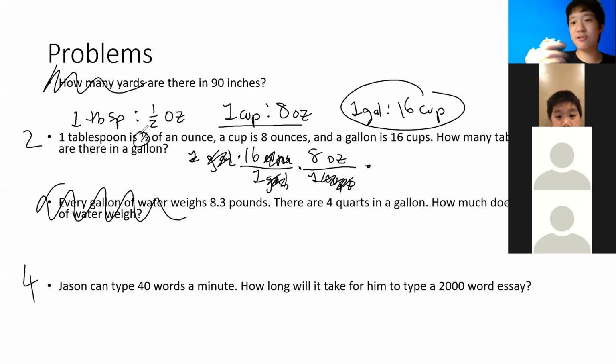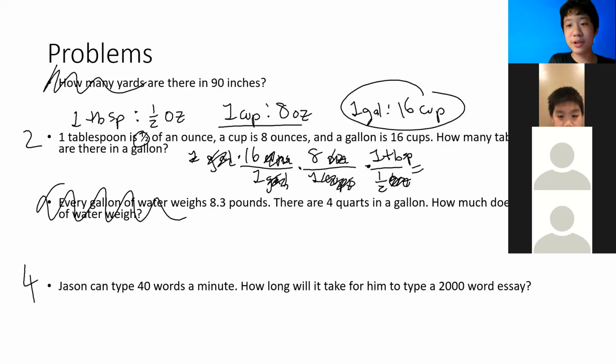This 1/2, it drove them off course. They thought, oh, I'll just do 8 times 16 times 1/2. But no. So as we can see here, we want to get rid of the ounces, right? So that's going to have 1/2 ounces in the denominator and 1 tablespoon in the numerator. And as you can see, the word ounces is going to cancel out. All we have left is the word tablespoon.